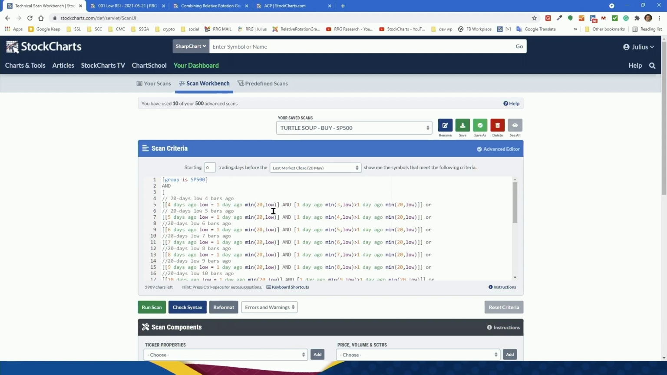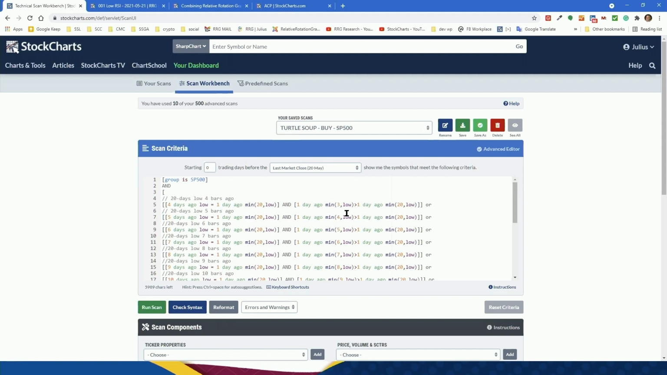And if that's true, then we also want the lowest low over the last 3 days of 1 day ago. And the reason why it's 1 day ago is because today is always true. So you need to jump back one period in time to make this work. The lowest low over the last 3 days of 1 day ago needs to be higher than the lowest low over the last 20 days.